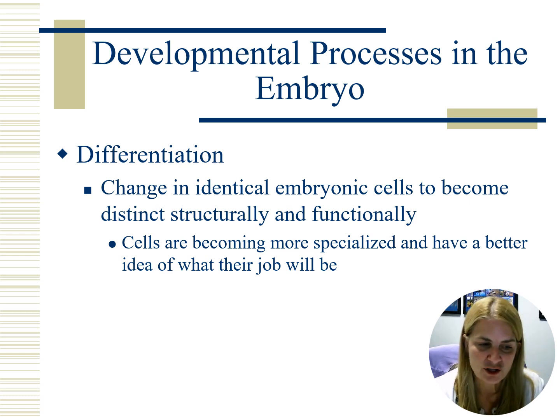In differentiation, cells become specialized and know what their job will be. There's cytodifferentiation, which is development of different cell types, and then there's histodifferentiation, where there's development of different histological tissue types within a structure. So you've got ectoderm, endoderm, mesoderm that we'll be talking about shortly.